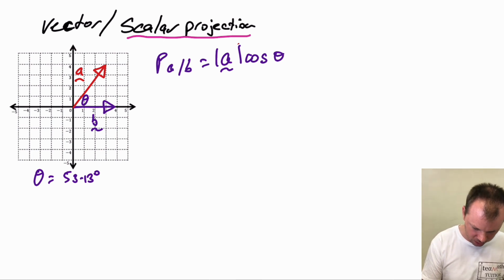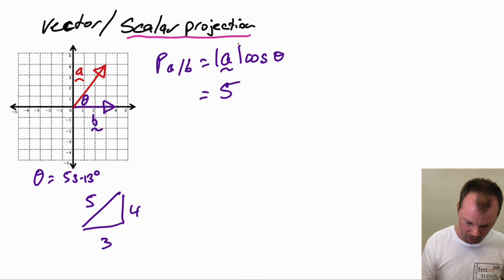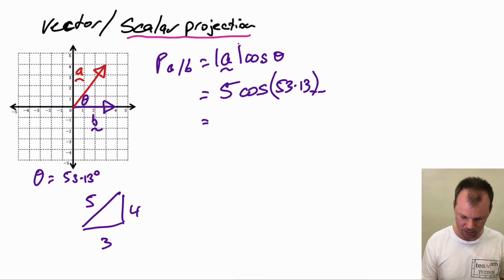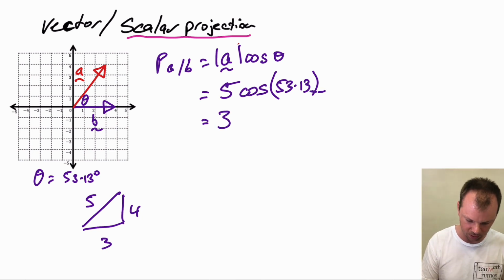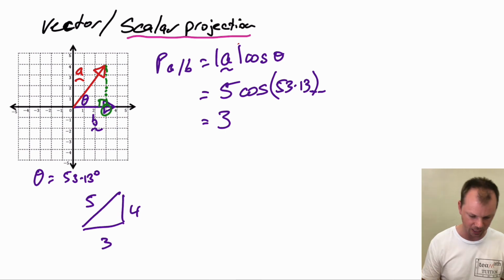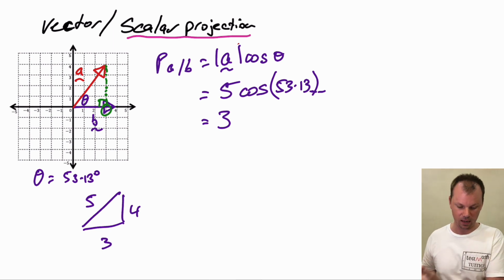My magnitude of A, you can see that this triangle here, it's 3 across, 4 up, so the hypotenuse is going to be 5, our 3, 4, 5 triangle. So we've got a magnitude of 5 cos 53.13. If I pop that into my calculator, this is actually a recurring decimal, but we'll get something very close to 3 in length. And you can see if I draw my dotted line coming straight down to it, that's exactly 3 in length down here. So that's the projection of A onto B.